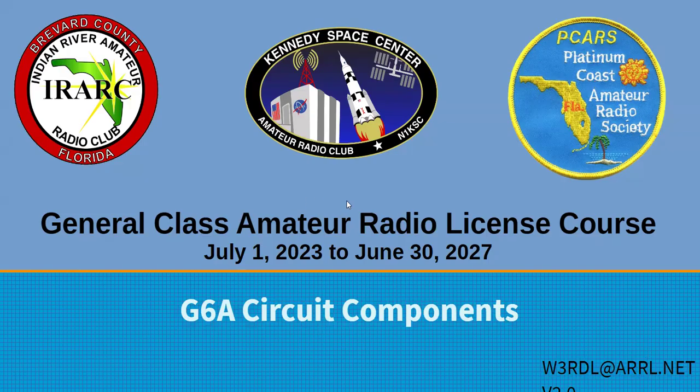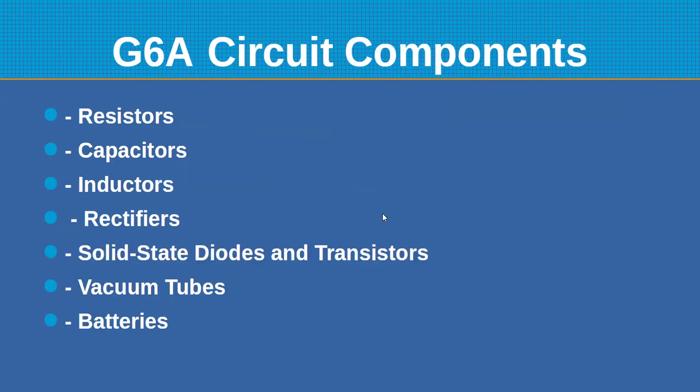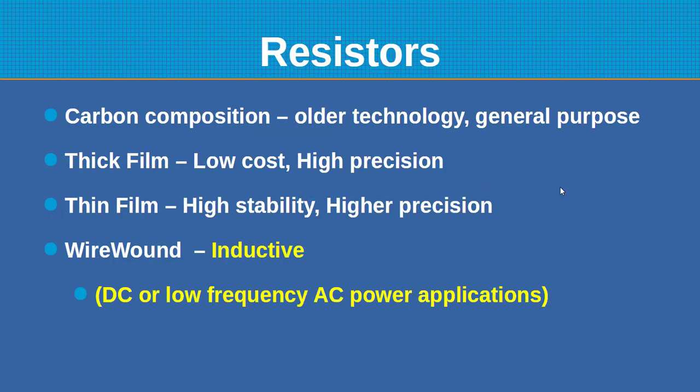Well, let's get started. So this really should have been, I think, before 5, but we're going to talk about the actual physical components. So we'll go over resistors and capacitors and diodes, transistors, vacuum tubes, and batteries.